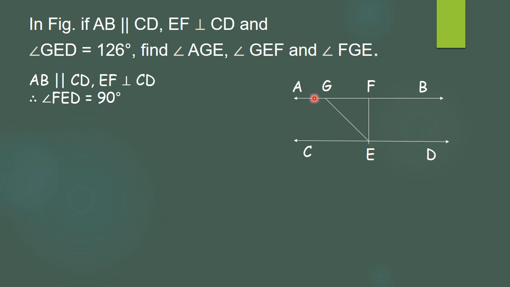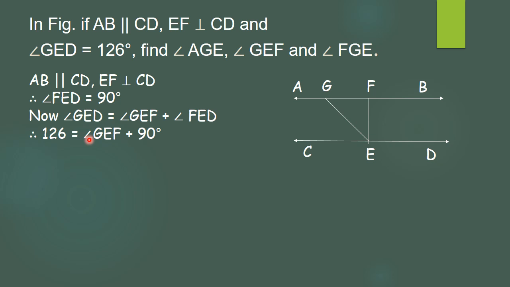They have given the angle GED is 126. Now angle GED can be written as angle GEF plus angle FED. This is angle GEF plus angle FED will give you the angle GED. GED is given 126. So that is equal to angle GEF plus 90, and therefore we get angle GEF will be equal to 126 minus 90, that is equal to 36 degrees. So we have calculated the GEF first.